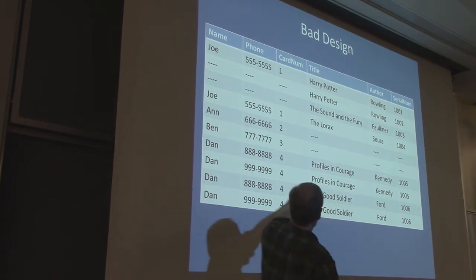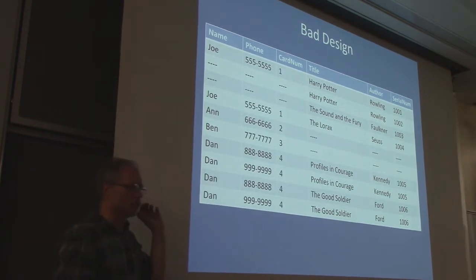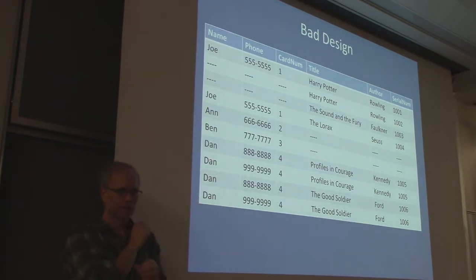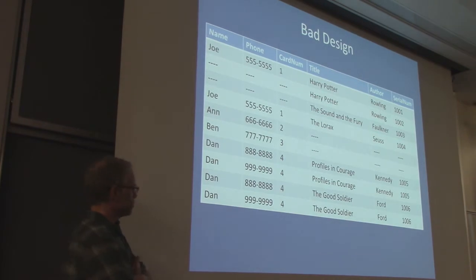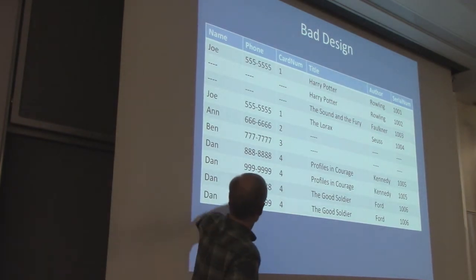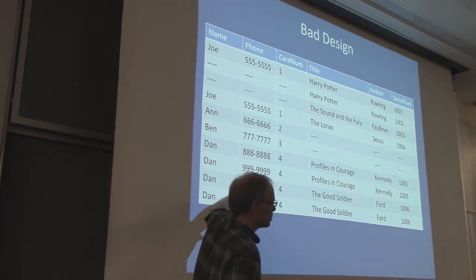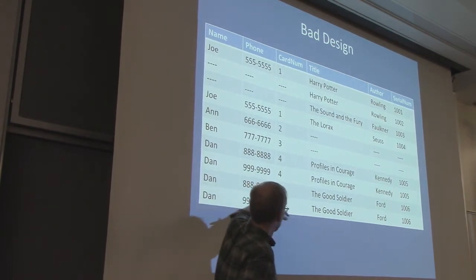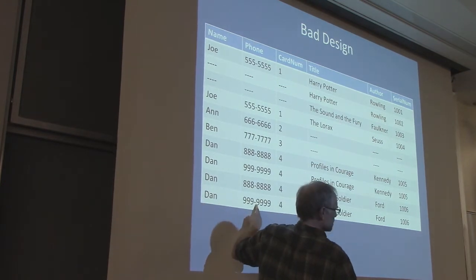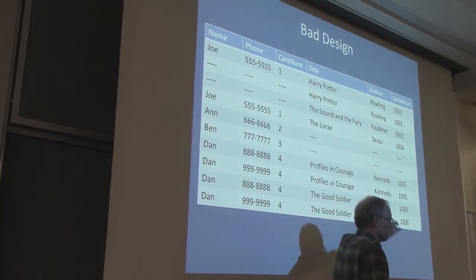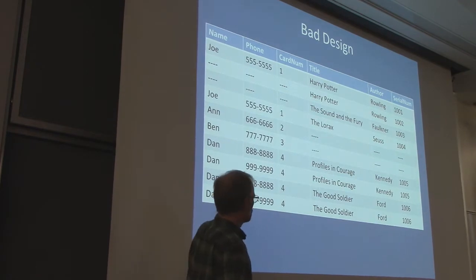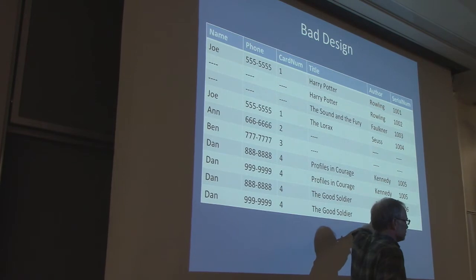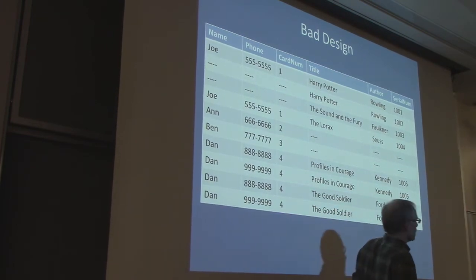So how do these 2 rows violate my goals? Yeah. Store the same data twice. I had to store the same data twice, because what's new here is that Dan has 2 phone numbers. But every row is going to contain, we can't just say Dan has this number. We have to say what book he has checked out. So we're storing the same information twice. Like The Good Soldier is written by Ford, or The Good Soldier has serial number 1006.